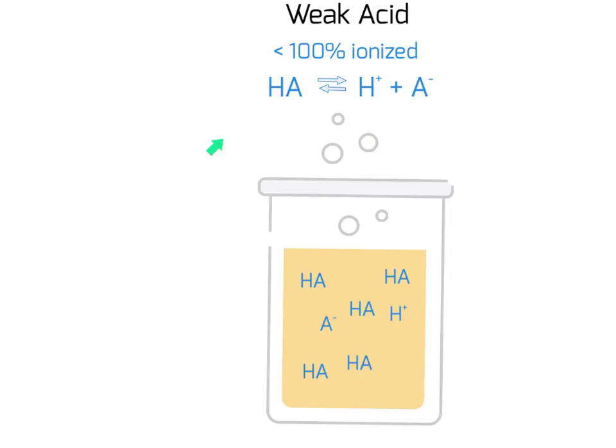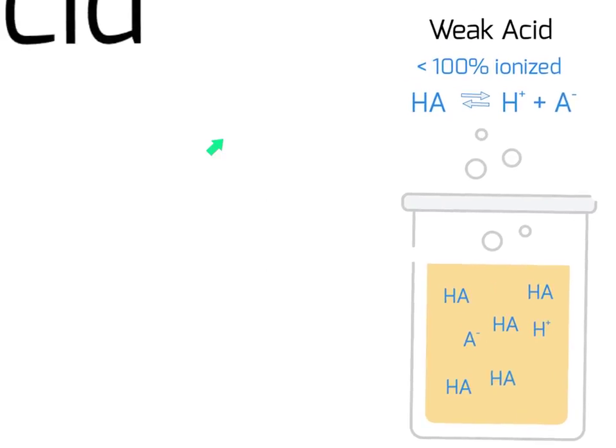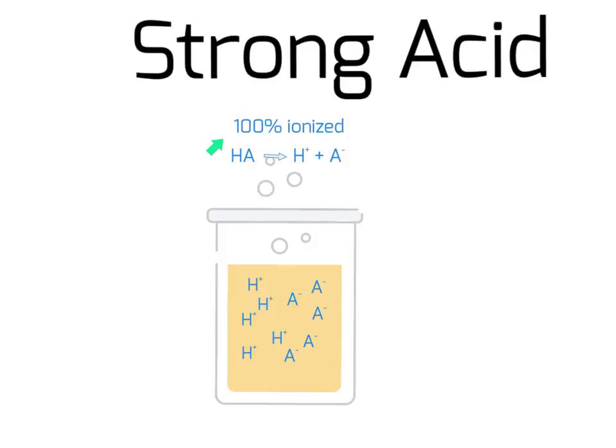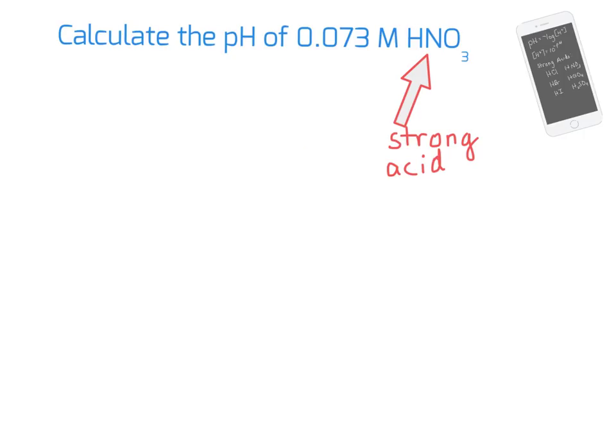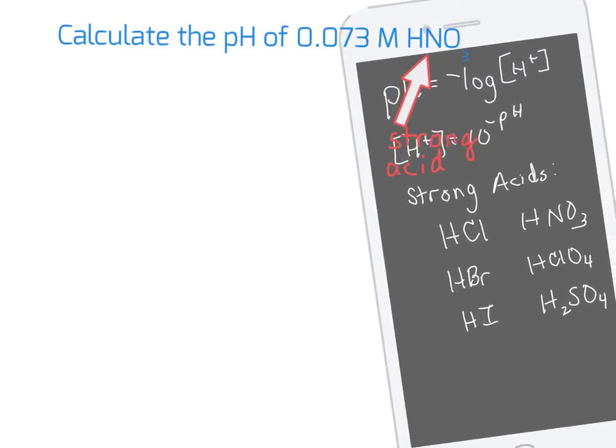So in this tutorial, we're going to focus on strong acids, which are 100% ionized. For our first example, we'll calculate the pH of 0.073 molar nitric acid. The very first thing you need to do is to recognize that this is a strong acid. It's on our list of strong acids right here.